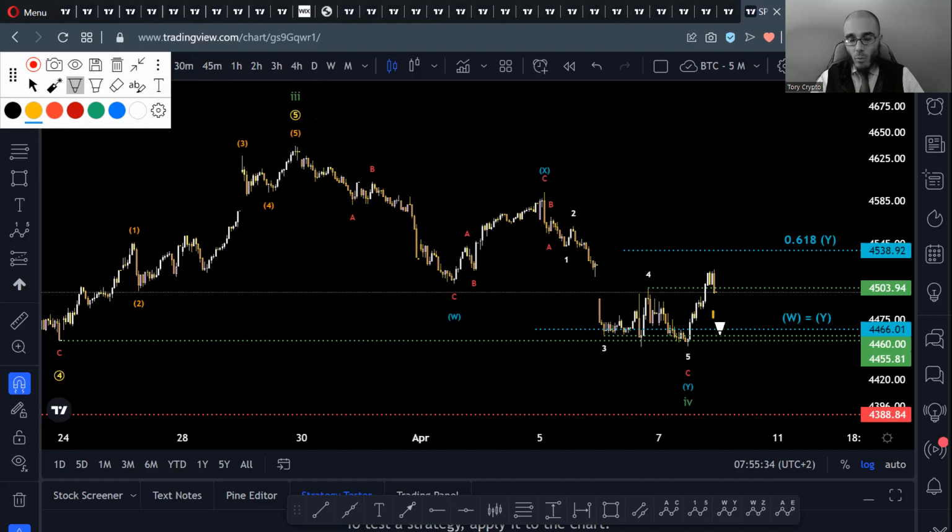If we go below the 43,888 level, then I would switch bearish. But if we can manage to go higher and above the 61% retracement of wave Y, if we can go higher than that, then I'm bullish.